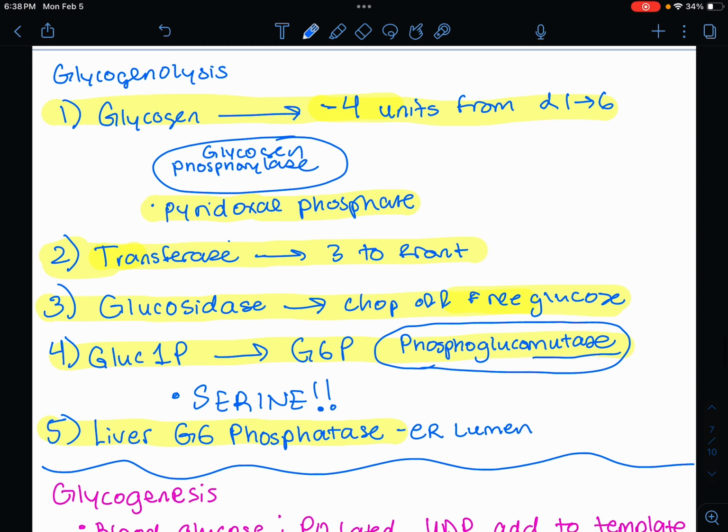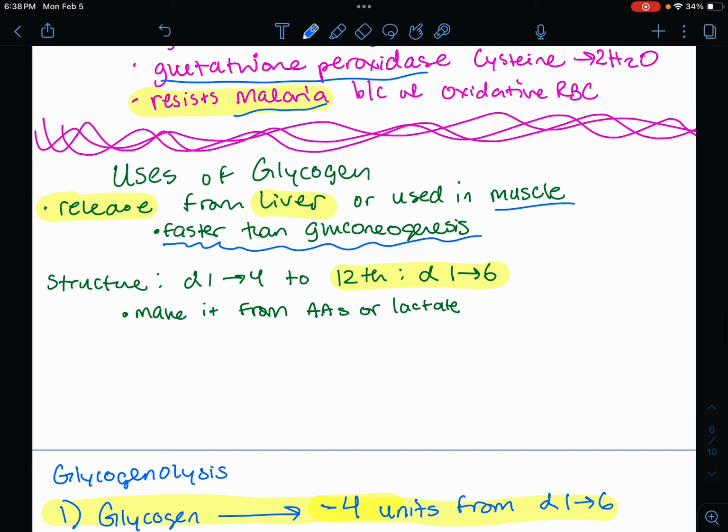All right, so a little bit about its structure before we move on. We're going to have branched polymers of glucose that are bonded together by alpha 1 to 4 linkages. And every 12th unit, you're going to find a branch at an alpha 1 to 6. You're going to store glycogen in the liver and the muscles, and when you degrade it, it goes into glucose units. You could make glycogen from either glucogenic amino acids or lactate. Lactate you could also use to create glycogen.